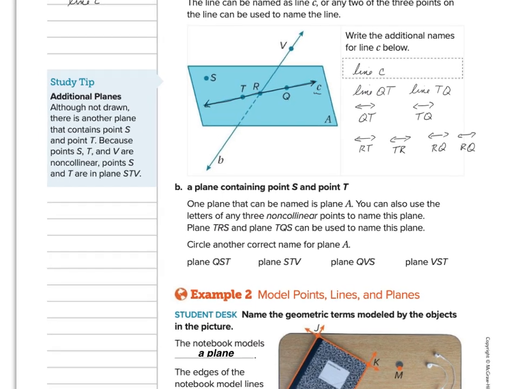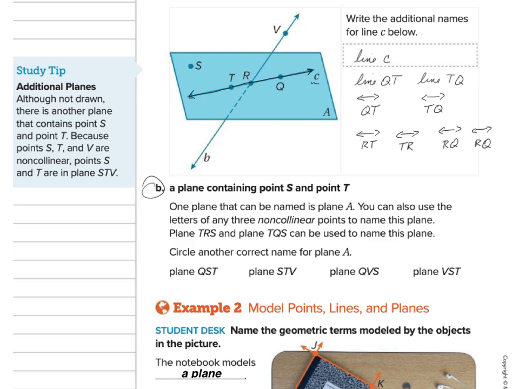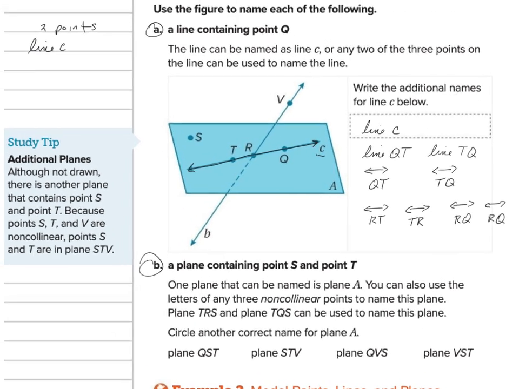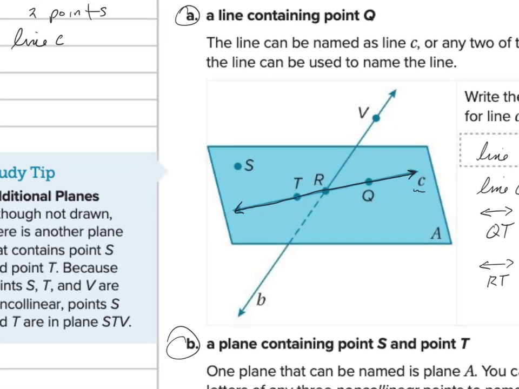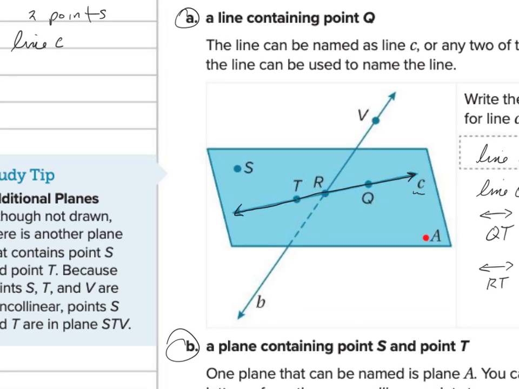So any of those names would have been sufficient, identifying the same location. And then a plane containing points S and T here. One plane that can be named is plane A. So if we look up here, we have a couple of planes going on, plane A, and then sure, you want non-collinear points. We can't use V. V is not presented on the plane, so anything with V is not an acceptable answer.